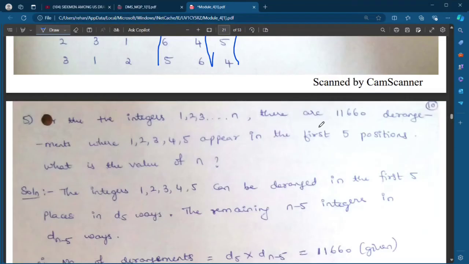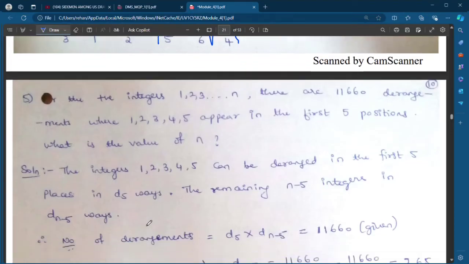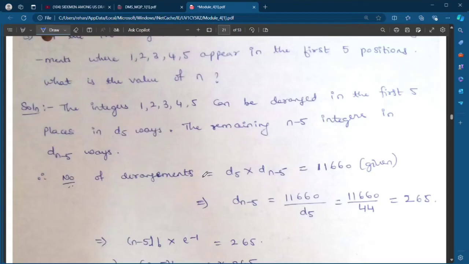Just do the derangements. Of the positive integers 1 to n, there are 11,600 derangements where 1 to 5 appear in the first 5 positions. So d5 is equals to 5, okay, what is the value of n? The number of integers 1 to 5 can be deranged in the first 5 places in d5 ways. The remaining numbers, that is n minus 5, can be arranged in d(n minus 5) ways. Therefore, the number of derangements is d5 into d of n minus 5, which is equal to 11600, which is given. Okay. So now I can take that d(n minus 5) is equal to this minus d5.